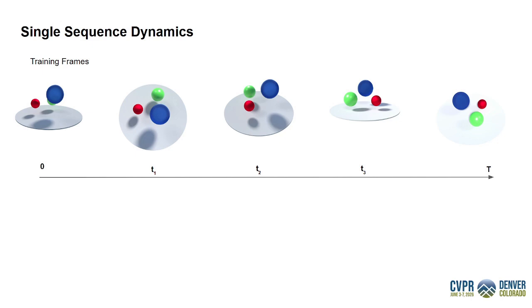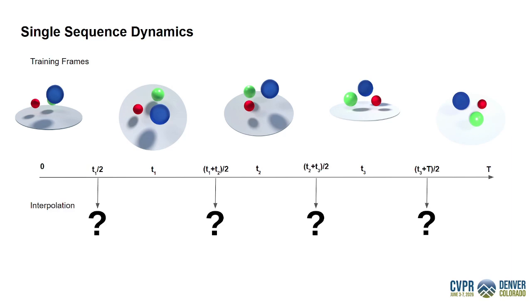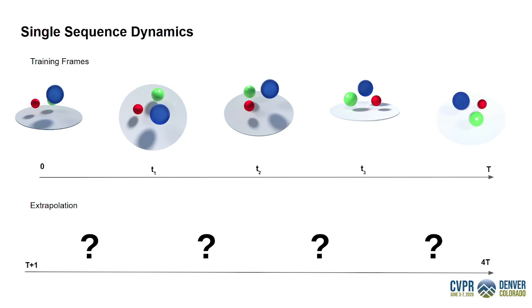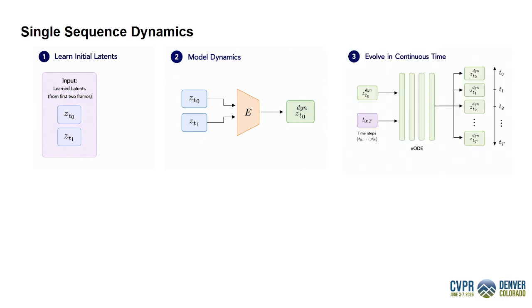If we delve deeper into the single sequence setup, we are given training frames where at each time step the scene is captured from a random camera viewpoint. Therefore, the task is to interpolate between the observed time steps and extrapolate beyond the observed time steps. NodeRF starts by learning the first two latent codes corresponding to the first two frames in the training set. Those latent codes are passed through an encoder which learns a distribution of those first two latent codes. We sample one latent code from that learned distribution, which is then passed to a neural ODE.